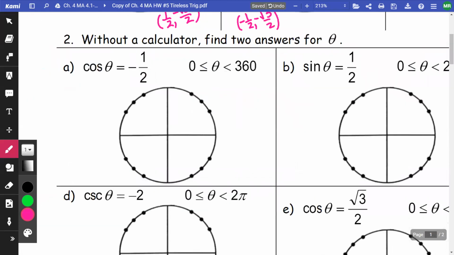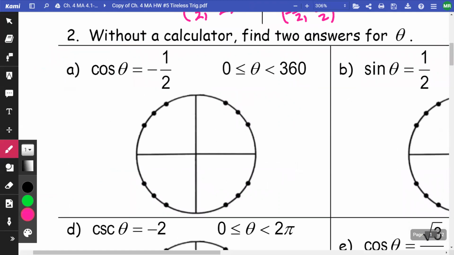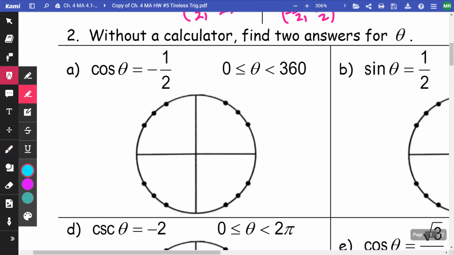On number 2, for these ones, I'm going to try to find the 2 angles that would give us the answer for this. So I want to know where my cosine is negative. And my cosine is negative in quadrants 2 and 3.